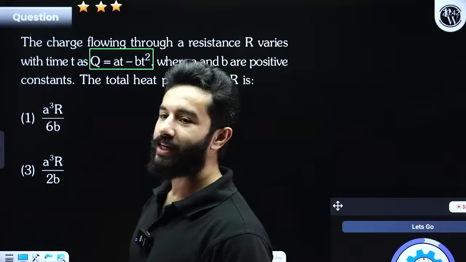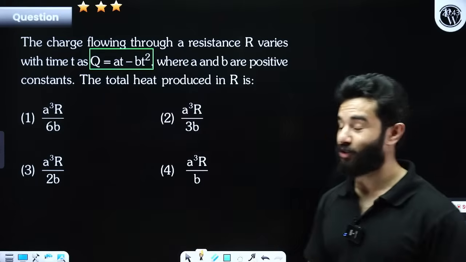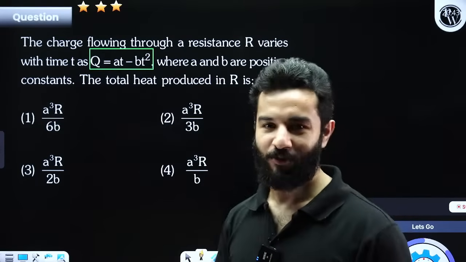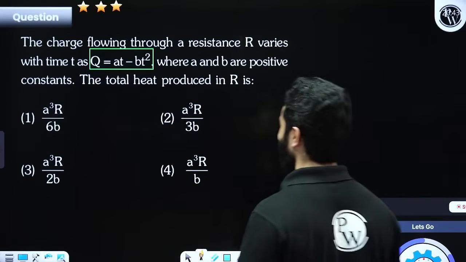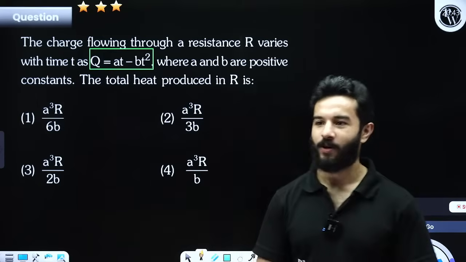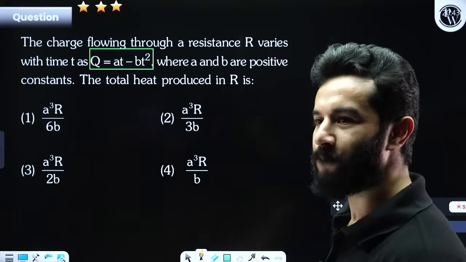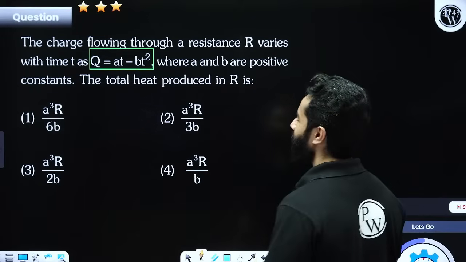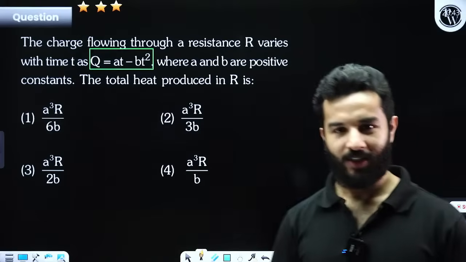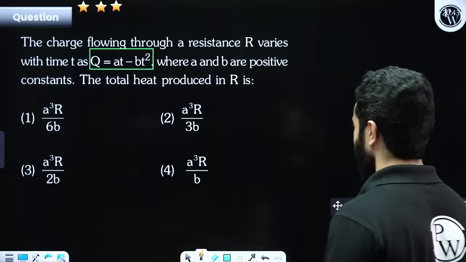Charge flowing, the rate of flow of charge is given. Sorry, the charge equation is given. We need to find out the rate of flow of charge, we need to find out current. Come on, be quick. Q is given. You need to find out the heat produced in R.